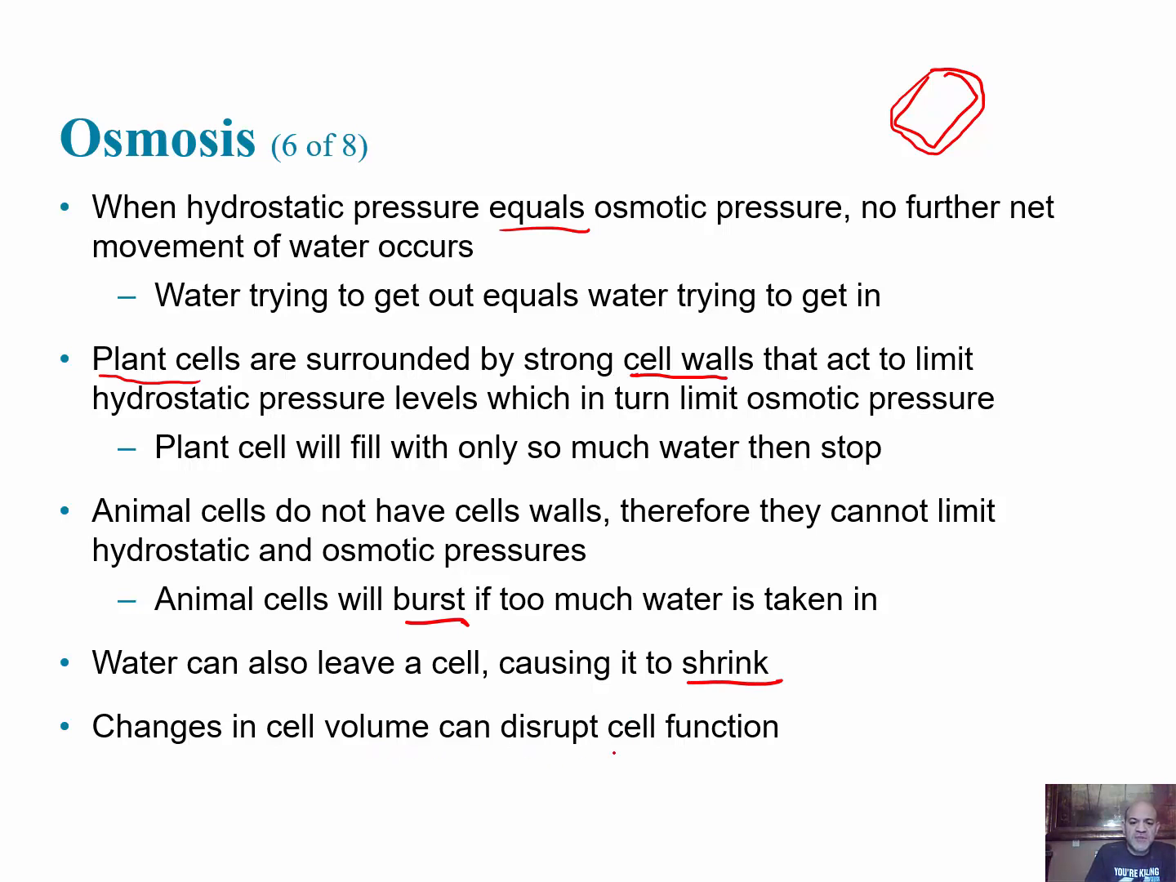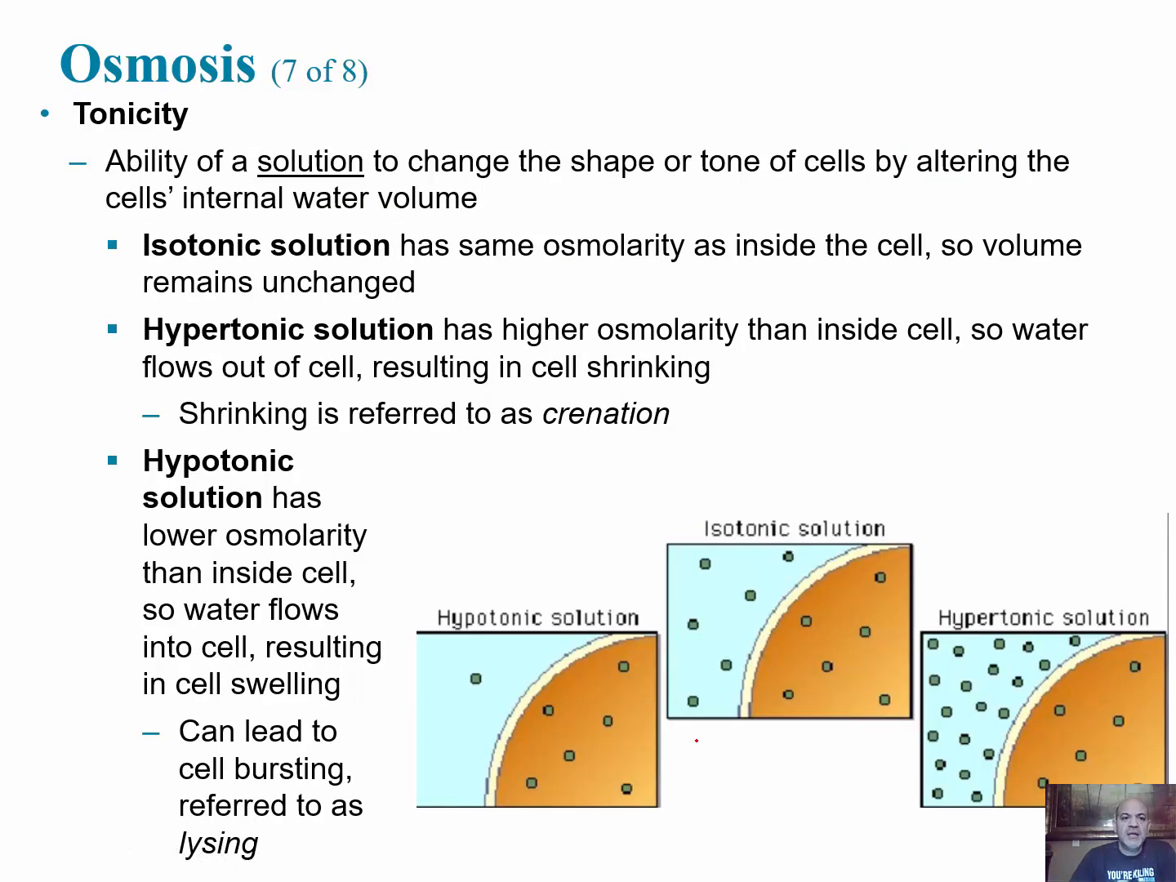This can cause the cell to shrink. And any changes in volume can disrupt function, because if you lose water from the cell, then your concentrations of electrolytes and other things are going to disrupt your metabolism in the cell. And then again, the problem in our cells is if too much pressure builds up in the cell, then you're going to have too much water coming in, and then that can cause the cells to burst.